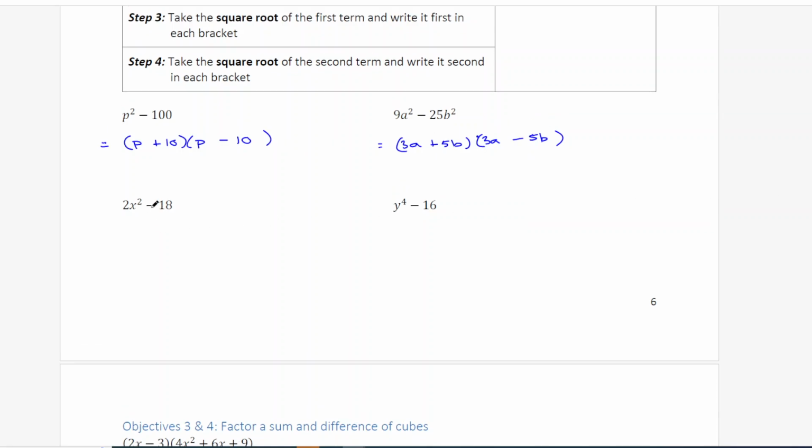So what about this one? Is this a difference of two perfect squares? No. So what can I do? Well, let's greatest common factor out of 2. Take a 2 out, write it out front. I'm left with x squared minus 9. Now I'm left with a difference of squares. Plus, minus, square root of x squared is x. Square root of 9 is 3.